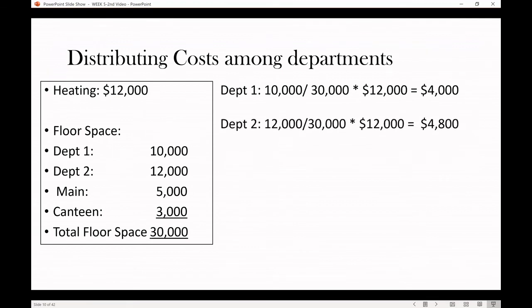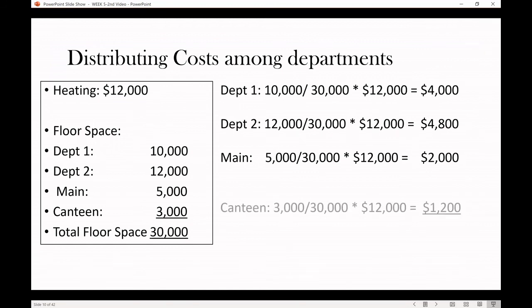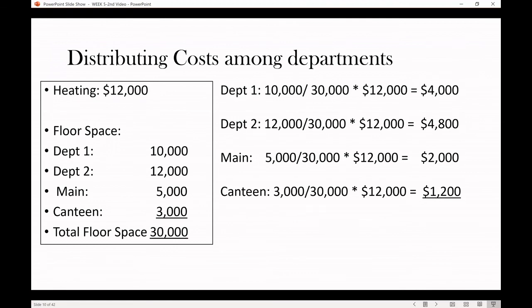We do the same for department 2. Department 2 occupies 12,000 of the 30,000 floor space, right? Multiply that by 12,000 and we get 4,800. We do the same for maintenance. Maintenance occupies 5,000 of the 30,000 multiplied by the 12,000, and we get 2,000. And the canteen occupies 3,000. Do the same multiplication and we get 1,200.